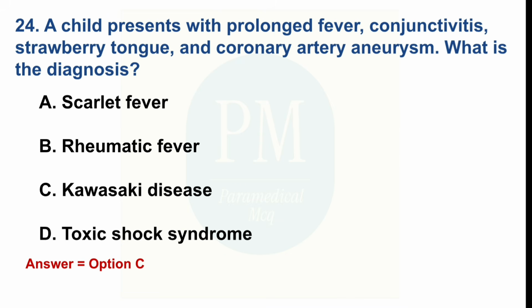A child presents with prolonged fever, conjunctivitis, strawberry tongue, and coronary artery aneurysm. What is the diagnosis? Option A, scarlet fever. Option B, rheumatic fever. Option C, Kawasaki disease. Option D, toxic shock syndrome. The correct option is option C, Kawasaki disease.